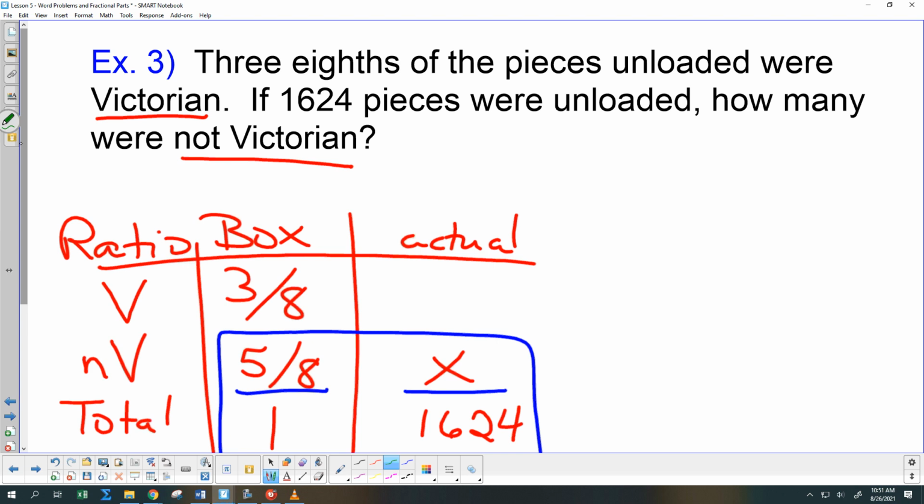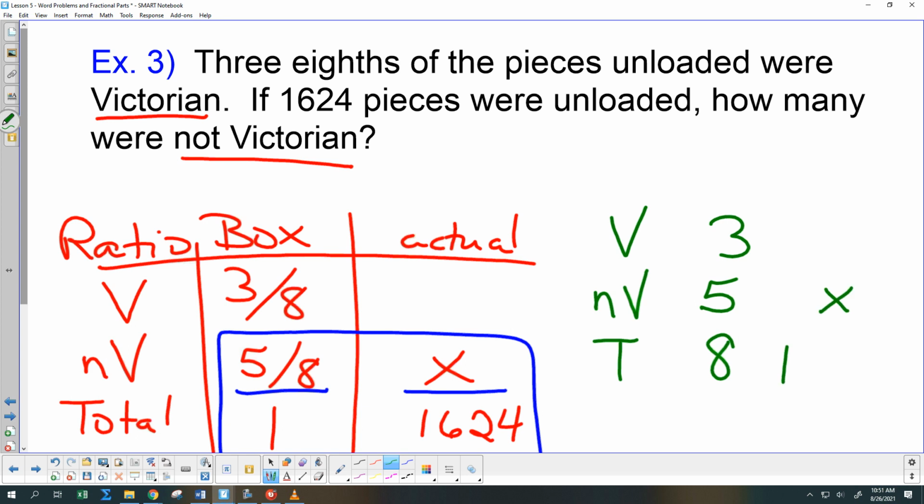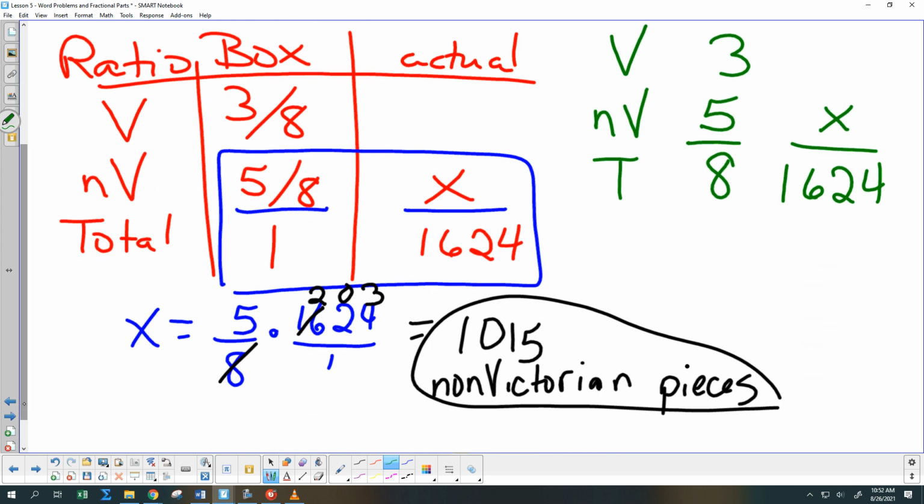The other way that you could set it up, Victorian and not Victorian and total. I'm going to think of, if I'm talking about 3/8, I'm talking about 3 out of 8, which leaves 5 for right here. Still want to get the non-Victorian. Total is still 1624. And if you'd rather set it up this way, you will get exactly the same thing.